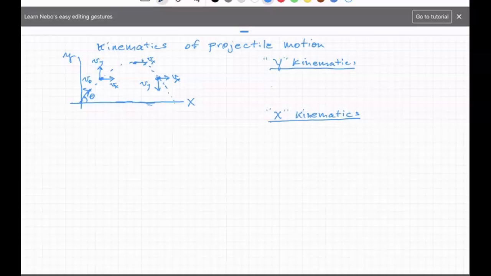We should point out that we know from the trigonometry of the initial velocity and the launch angle that the x component, v sub ox, which is the same throughout, v sub x, is equal to the initial velocity times the cosine of the launch angle. And the initial velocity in the y direction, that is the y component of the initial velocity, is equal to v sub o times the sine of the launch angle.